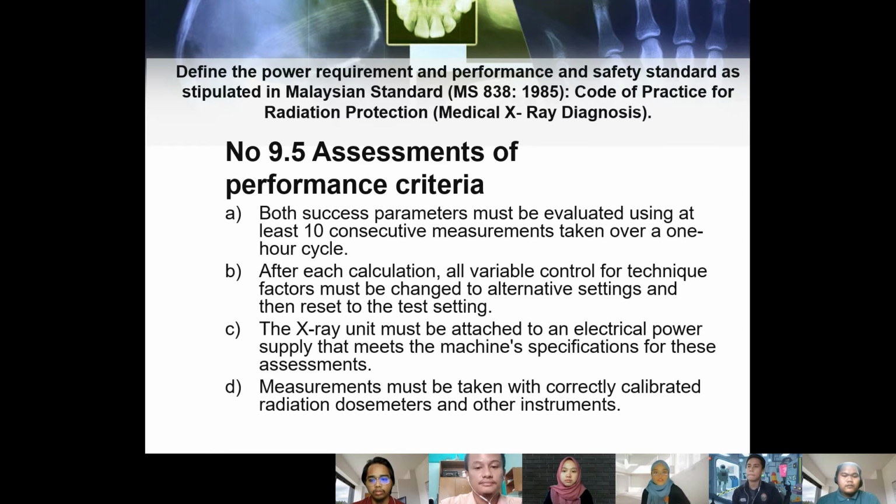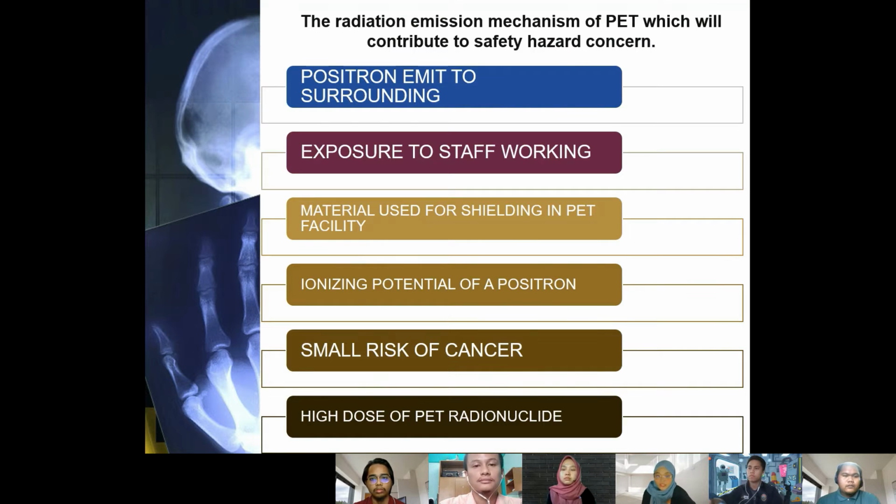Thank you, Haziq, for the information. From the points we got from Haziq, we know that the power requirement has a performance aspect as well. The safety standard mentions accuracy, which is the actual exposure against the presets. It also mentions performance and safety standards as stipulated in Malaysian Standard 838, especially in terms of the Code of Practice for Radiation Protection. Thank you, Haziq, for the wonderful explanation.